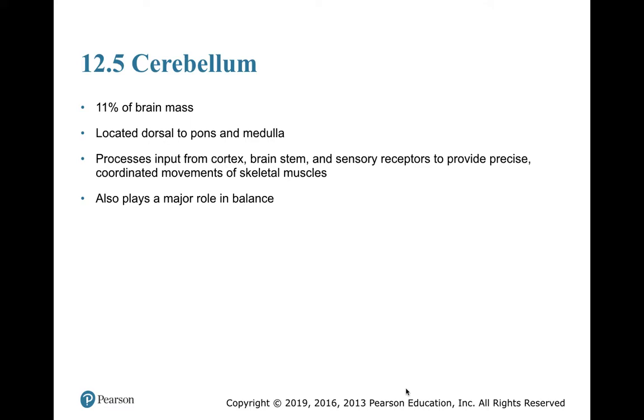The next physical structure that we're going to look at is the cerebellum. This makes up about 11% of the brain mass. It's located dorsal to the pons and the medulla. It processes inputs from the cortex, the brainstem, and sensory receptors, provides precise, coordinated movements of the skeletal muscles, and also plays a major role in balance. This is kind of our motion computer. It takes in all the information coming into it about where the body is in space and comes up with a plan to move the body where it wants to go.